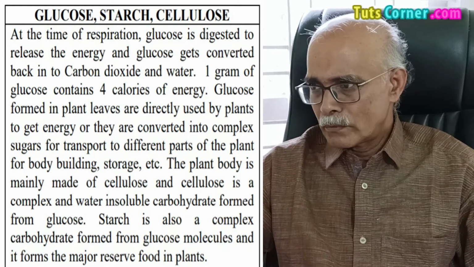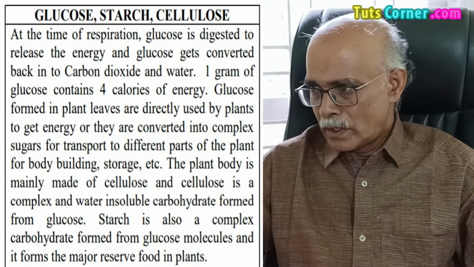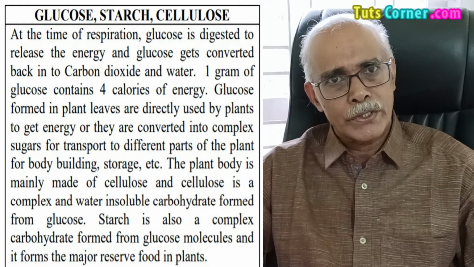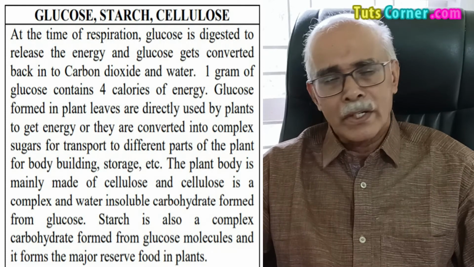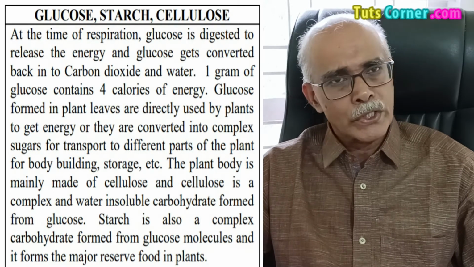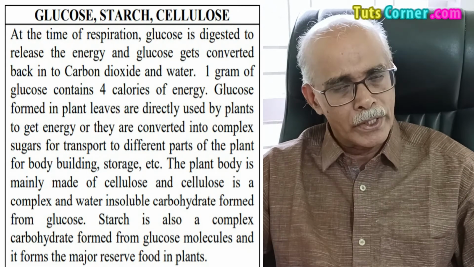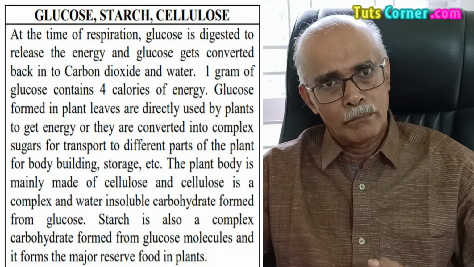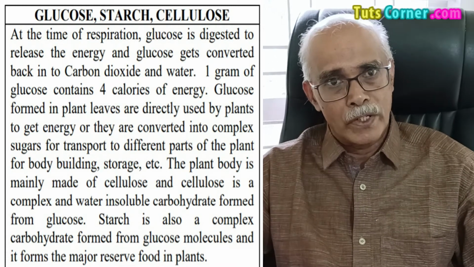1 gram of glucose contains 4 calories of energy, and glucose formed in plant leaves can be directly used by the plants to get energy for their day-to-day activities, or the glucose residues are getting converted into complex sugars for transport to different parts of the plant body for different activities like the building of the plant body and storage as reserve food, etc.